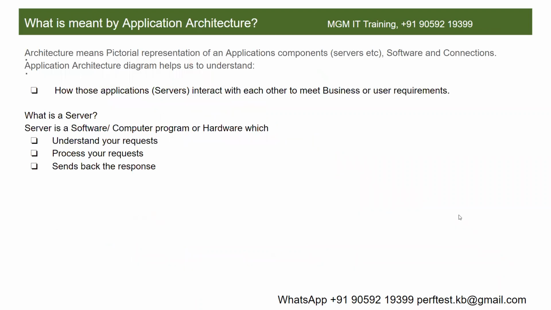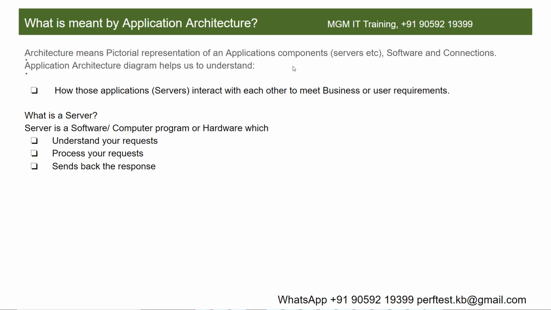Yes, sir. Now let's understand what is meant by application architecture diagram. Application architecture is a pictorial representation of an application's components, software, and connections. When I say components, I mean servers, etc. The application architecture diagram helps us to understand how these servers or applications interact with each other to meet the business or user requirements.